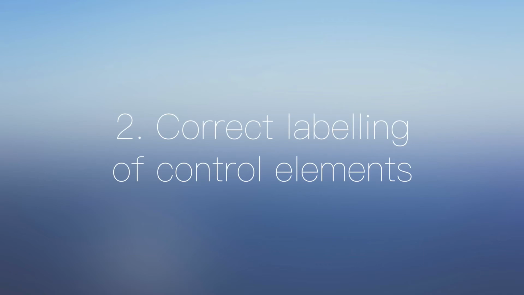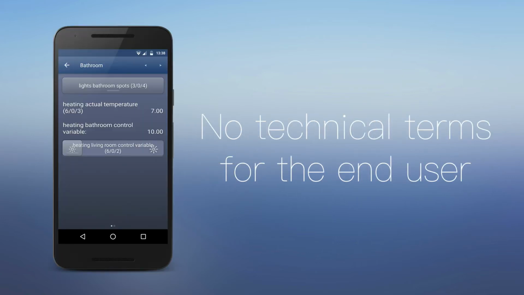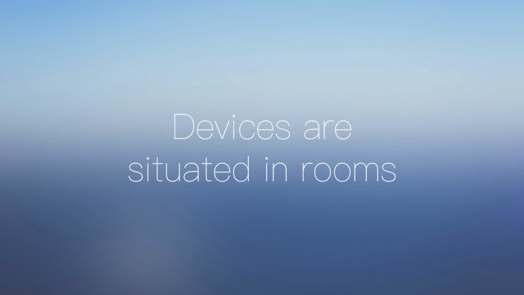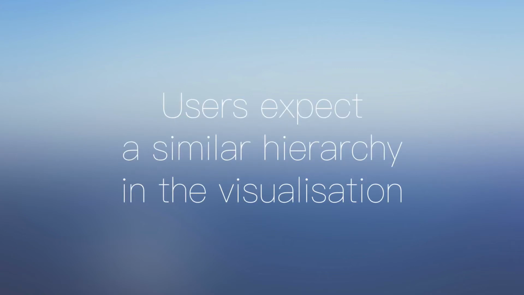Another problem we often see is that the control elements aren't labeled correctly. While technical terms work best for ETS programming, they're not very suitable for the end user. So, how should control elements be labeled? Lights, blinds and other devices are normally placed in rooms. So, typically, users will expect a similar hierarchy in the visualizations of their smart building.